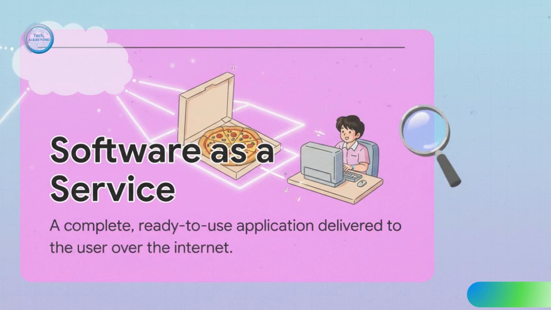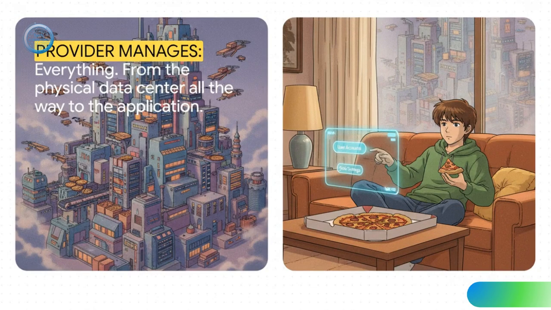So, to finish our pizza analogy, SaaS is simple. It's getting a hot, delicious pizza delivered right to your door. You're not managing the kitchen, you're not buying ingredients, you're not cooking, and you definitely don't have to clean up. You just open the box and enjoy. See the difference? You're consuming a service, not managing a system. In the SaaS world, the provider handles pretty much everything. We're talking the whole shebang, from the physical data center all the way up to the application software itself.